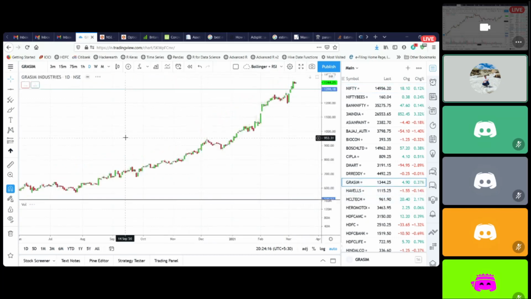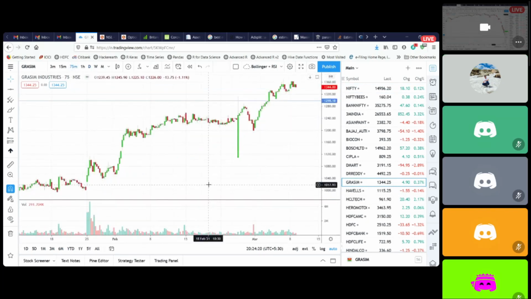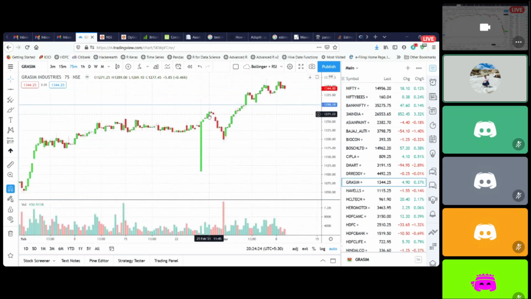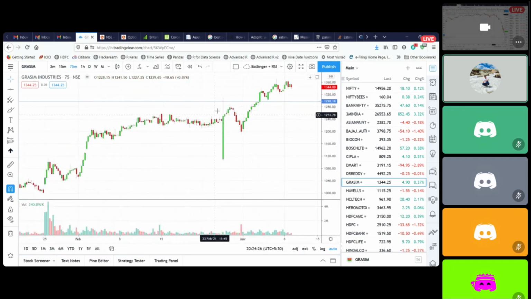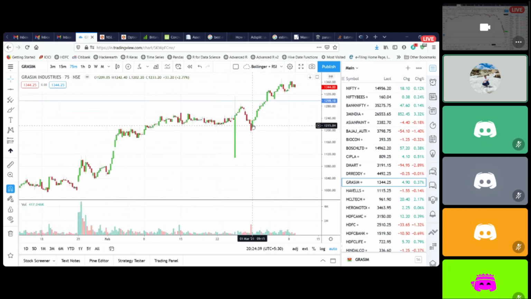So I will show a very recent trade in Grasim also. See, Grasim was just consolidating here, and Nifty had fallen significantly, and Grasim was consolidating, not falling at all. And here, at these levels itself, it gave this big green candle. I thought, okay, something good is happening here. So I just went for a quick long at 1235, and booked at my 8% target at 1340.